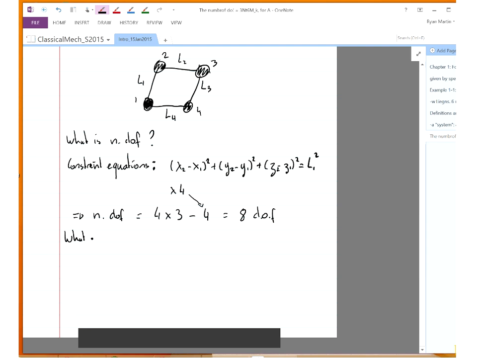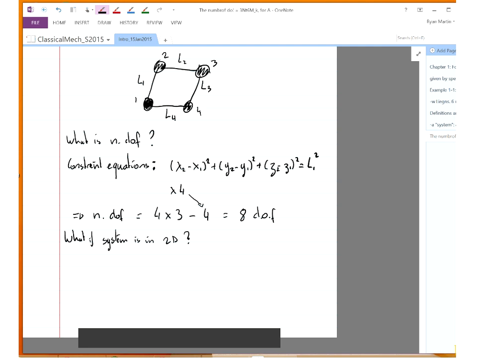So what if the system is in 2D? Let's say this is confined to the plane of the 4 masses. Let's say that they're all in a plane and they stay in that plane. What is the number of degrees of freedom? Well, we could start from the beginning and say that now each particle only has 2 coordinates. So the maximum number of degrees of freedom is 8, 2 times 4, minus the 4 constraint equations, 8 minus 4, so 4 total degrees of freedom.